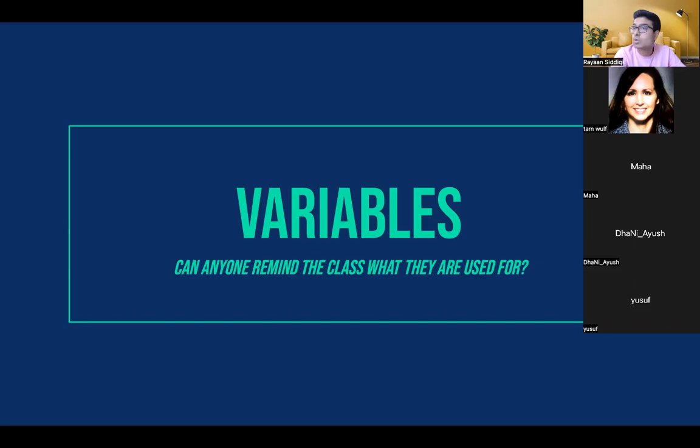Maha saying to hold data. Exactly. That is 100% correct. So variables are a great thing to hold data. And Ayush agreeing. Let's see that communication, guys. So variables are a great way for us to hold data, storing data. And that could be something like algebraic data, which would be numbers. Anybody remember what other forms of data variables can hold?